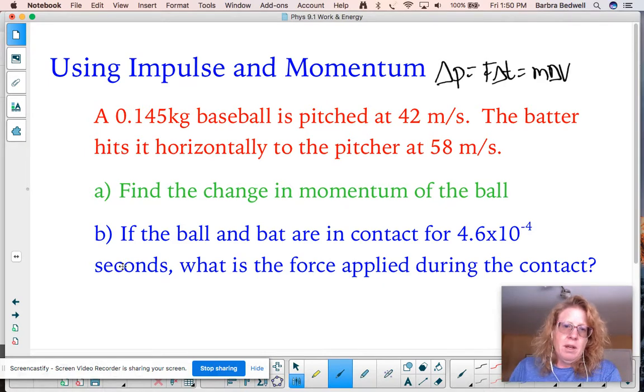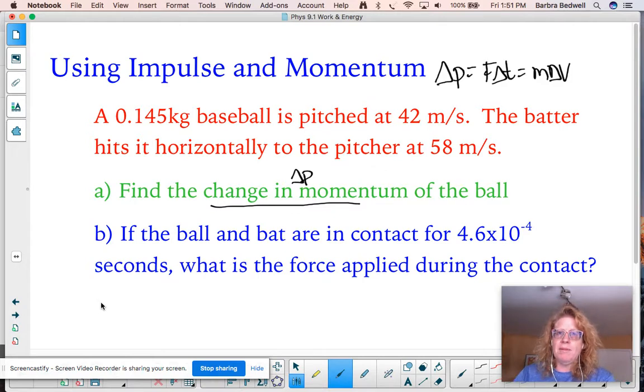Okay, welcome back. I'm assuming that you hit pause and tried these out. So what's the change in momentum of the ball? Again, change in momentum is delta P. What are some of the pieces of information that we have? Well, we can use F delta t. We can use m delta v. Any of these will work.